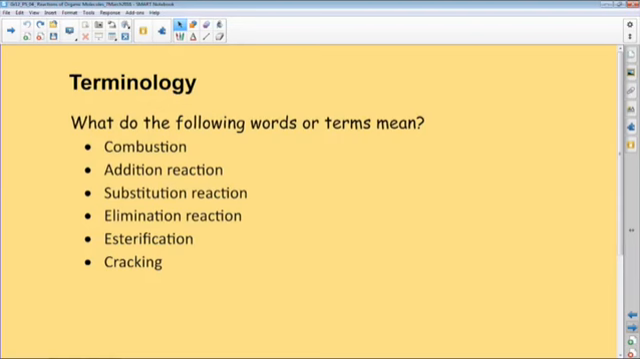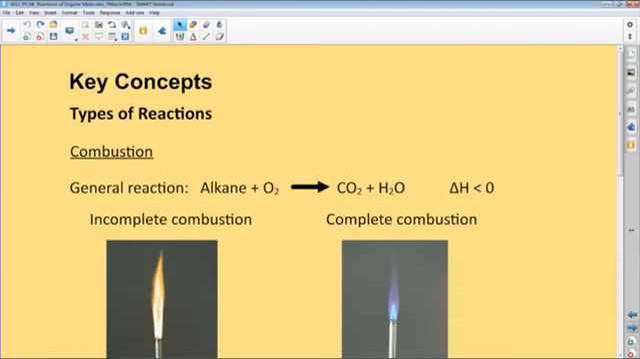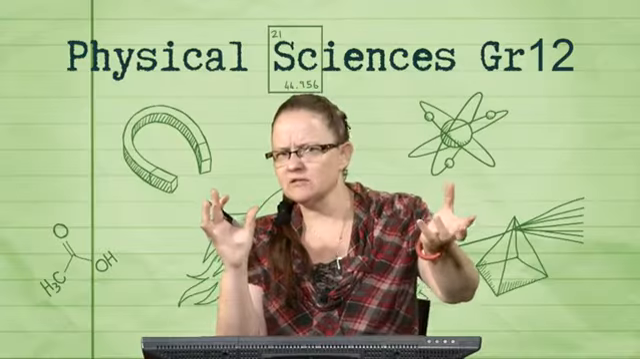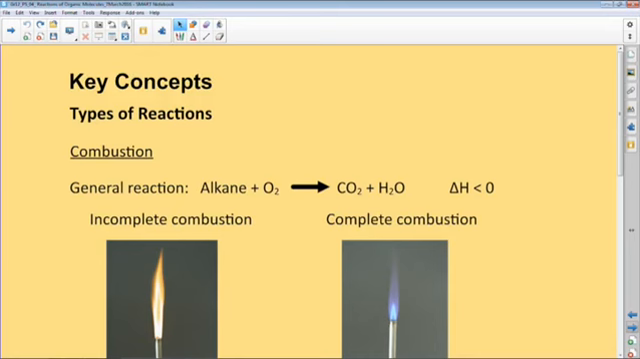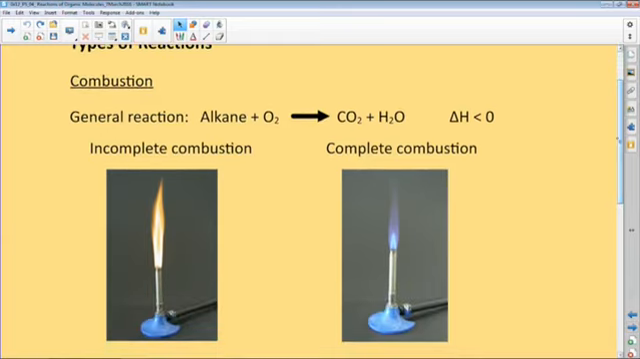Now, combustion, you really have done before. You've done it in grade 10 and 11. We're just adding a little bit of extra to this for grade 12. Combustion is when we burn something in oxygen. So actually, it's a redox reaction. And any alkane, doesn't matter its size, when it burns in oxygen, will always give us carbon dioxide and water if there is sufficient oxygen.